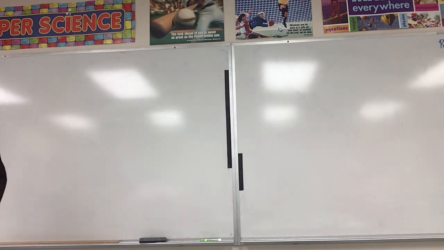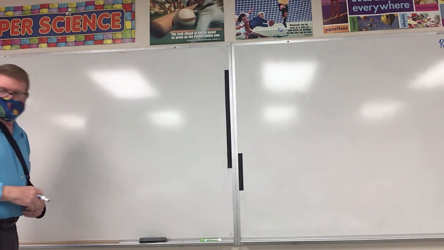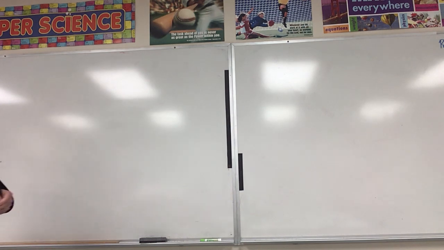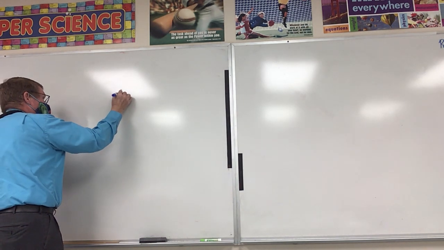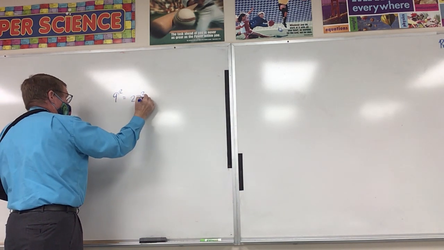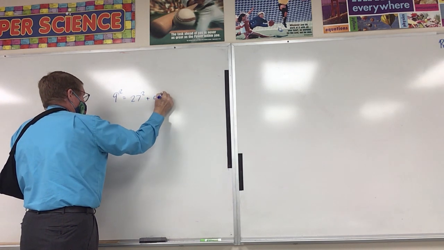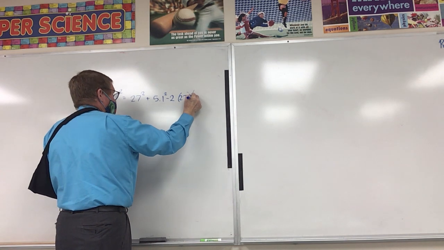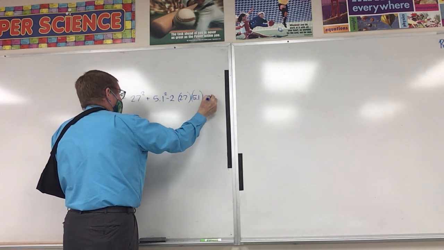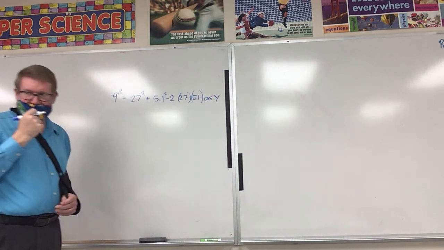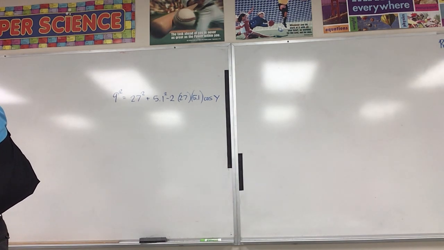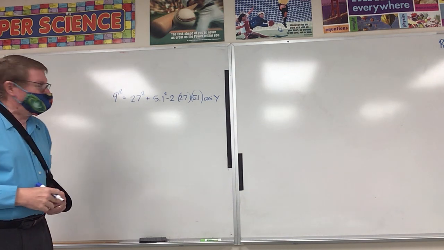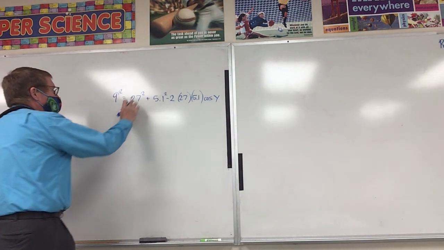Alright, and so to find angle y, we would have 9 squared equals 27 squared plus 5.1 squared minus 2 times 27 times 5.1 cosine y. Is that correct? Where'd you get the 27 squared from? I don't know, I was looking at angle 27. It should be 9, 5, and 5.1, right?